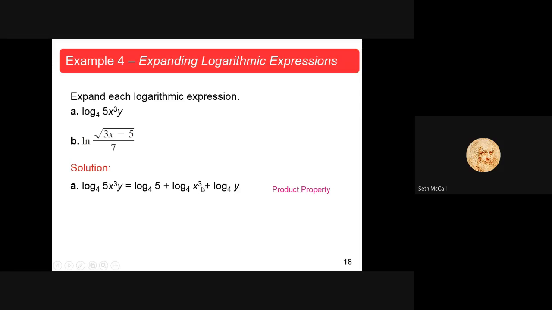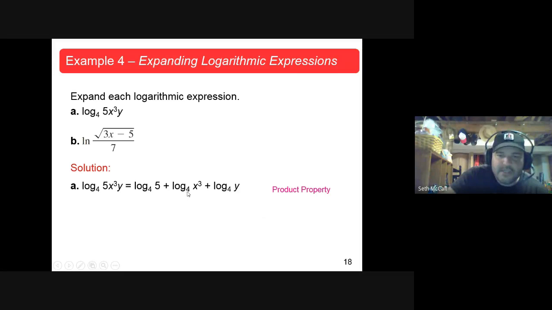Now, there is one more step to this, and that is to look at the center part of the product where you have log base 4 of x to the third. It has a power on the thing that is being logged. When there's a power on whatever's being logged, the power property allows us to bring that exponent down and put it in front of the log. And so that's what we're going to do. So the final answer to this expansion is log base 4 of 5 plus 3 log base 4 of x plus log base 4 of y.